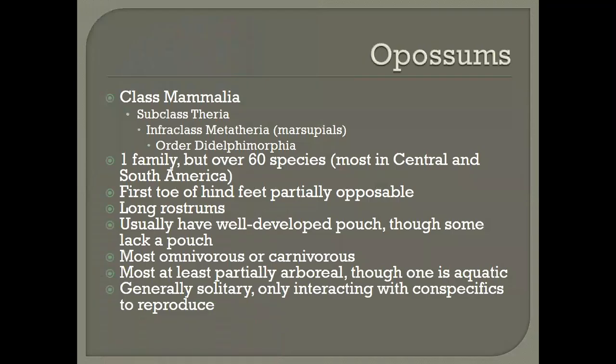Which brings us into some of our therians. One group is the opossum group, one family with 60 species, mostly in Central and South America. The first toe of their hind foot is opposable, long rostrums with a well-developed pouch, but there are some that have become more derived to actually lose the pouch for the developing young. They tend to be omnivorous or carnivorous. One species is aquatic, but the rest are at least partially arboreal. And they tend to be solitary with only interactions between adults happening for reproduction.